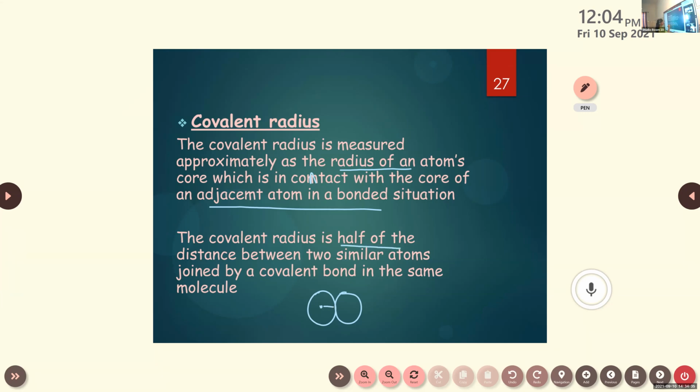It is half of the distance between the two similar atoms joined by a covalent bond in the same molecule. So we can also calculate it as half the distance between the two centers. That is also calculated as covalent radius. So there are two methods for calculating this covalent radius. In the first one, we will measure the radius of one atom's core with another one. Or we can find out half of the distance between the centers of two bonded atoms in a molecule.